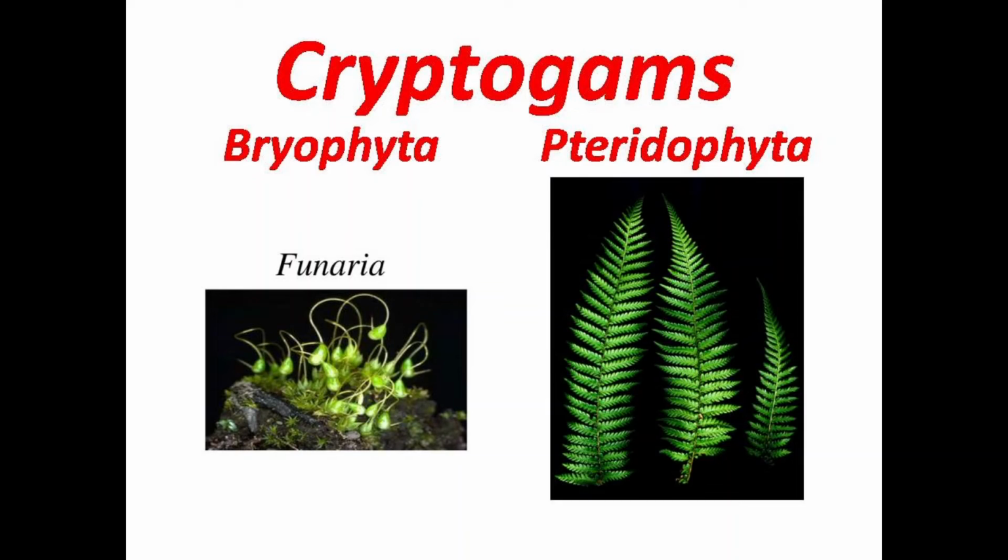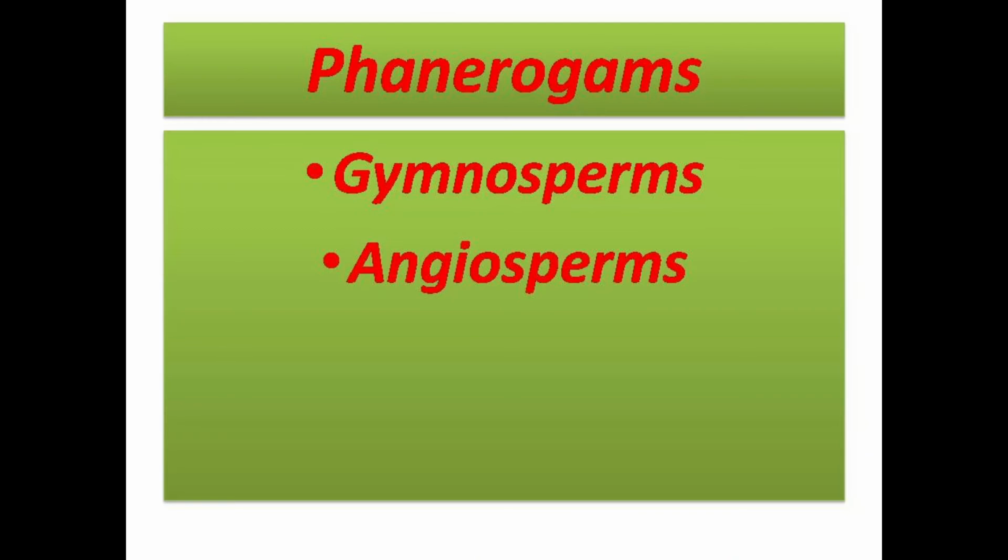Moving to the pteridophytes: they are found in damp, shady, cool places, and they have a well formed stem, leaves, etc. They have roots and an underground stem, which we call rhizomes, and they have simple conducting tissue, right? So xylem and phloem are present, and they do not bear flowers or seeds, and the best example is ferns.